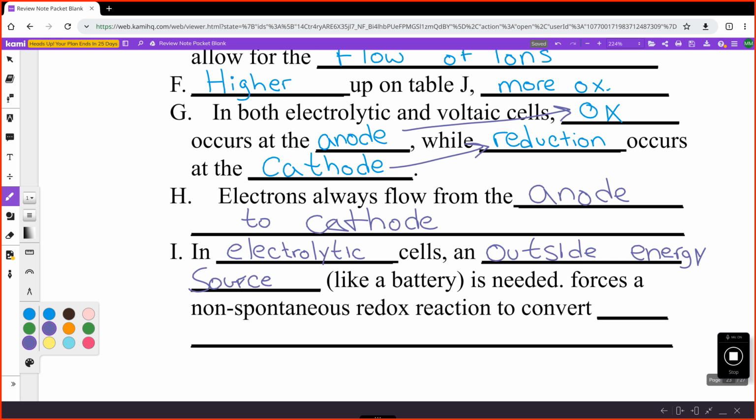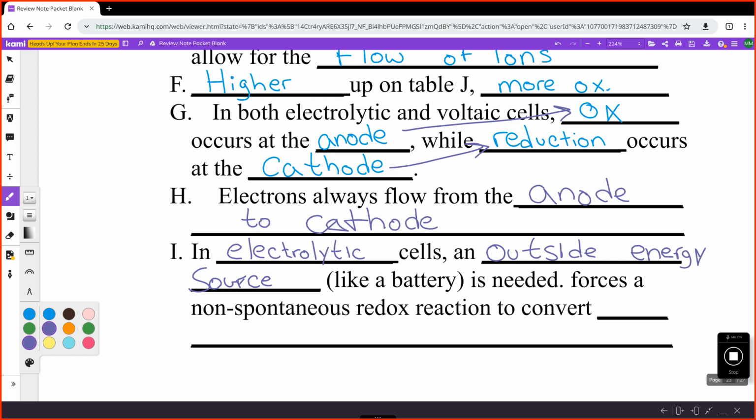And the reason you need the electricity is because we are forcing a non-spontaneous reduction and oxidation reaction. Right? We're doing something like in my sodium and gold reaction that I was talking about. We can reverse that. We can make the gold be the anode where oxidation occurs and sodium be the cathode where reduction occurs, even though it violates table J, we can do that if we hook it up to a battery, right?